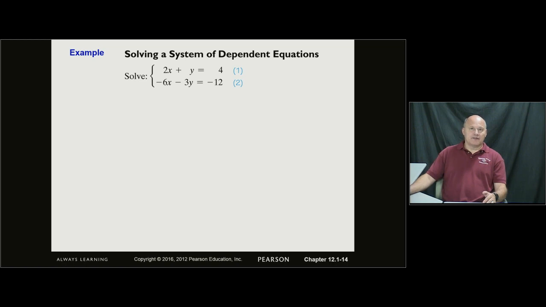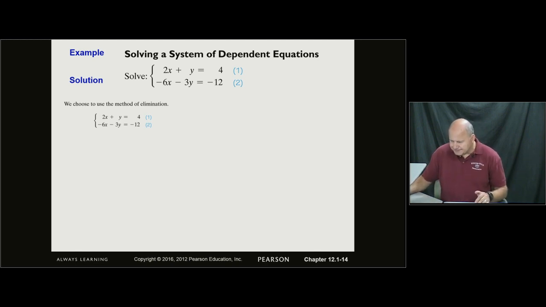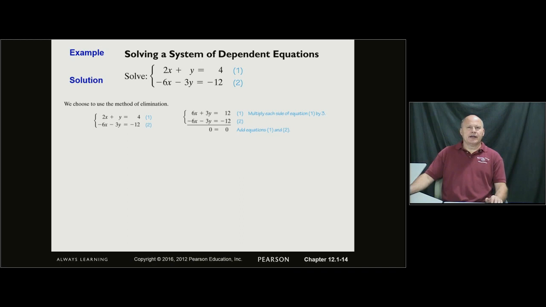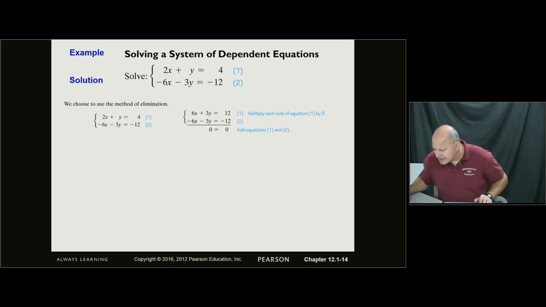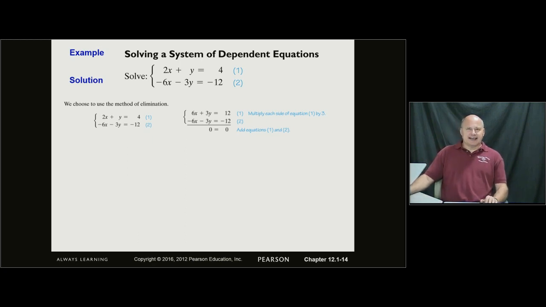Okay, so solve this one. It's 2x plus y equals 4, negative 6x minus 3y equals negative 12. So let's look at the solution. We're going to do the method of elimination, it looks like. So what we're going to do is multiply the top equation times 3. If we multiply the top equation times 3, that's going to give us 6x plus 3y equals 12. Second equation just comes over.